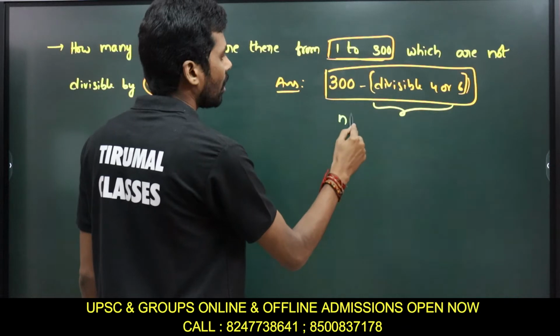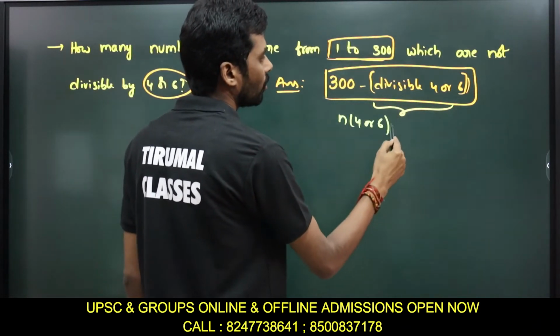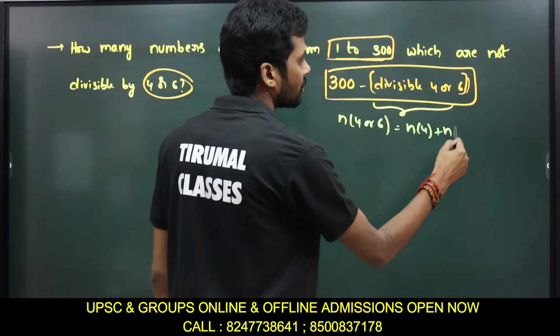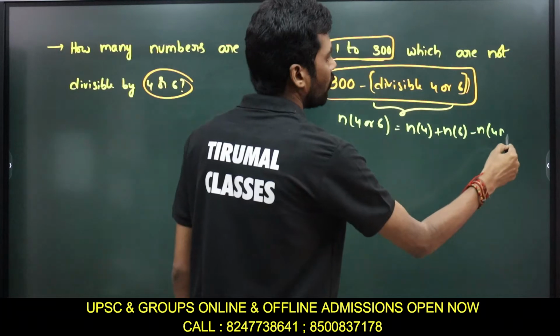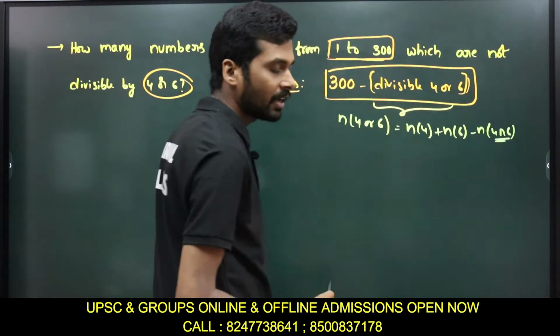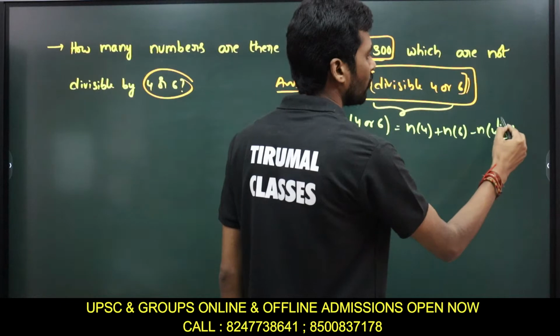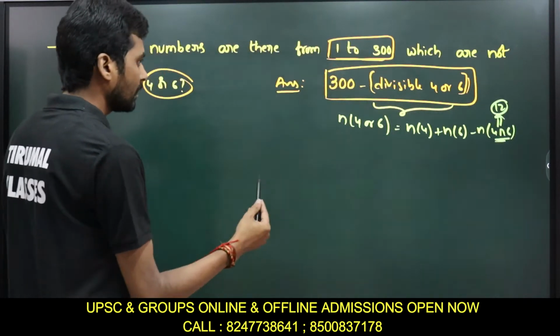So n of 4 or 6, which means n of 4 union 6, which is nothing but n of 4 plus n of 6 minus n of 4 and 6. 4 and 6 means, when I have the condition 'and', I have to take the LCM of 4 and 6. What is the LCM of 4 and 6? 12 is the LCM. Okay, so I directly write the values.